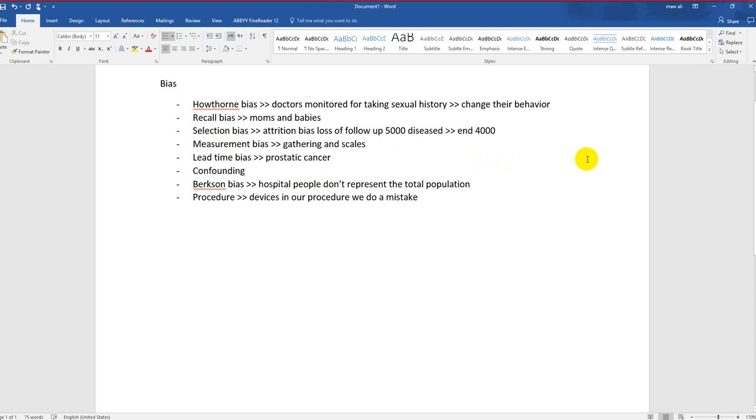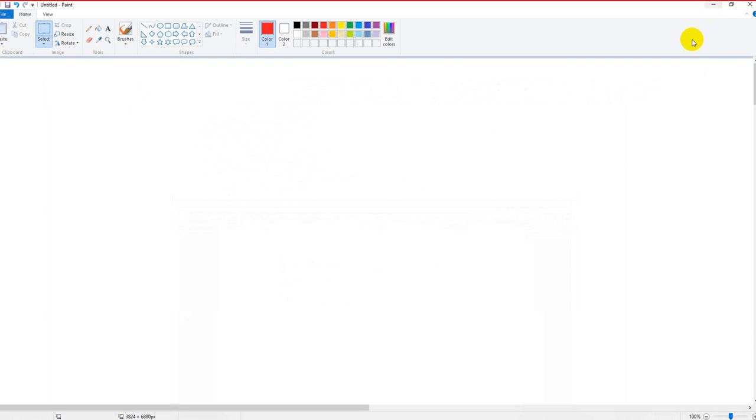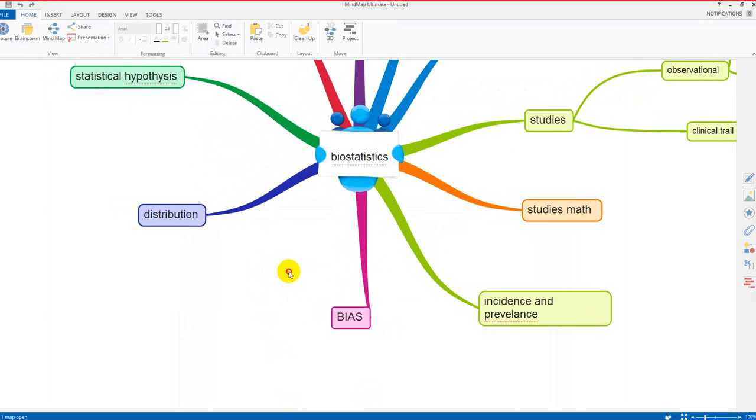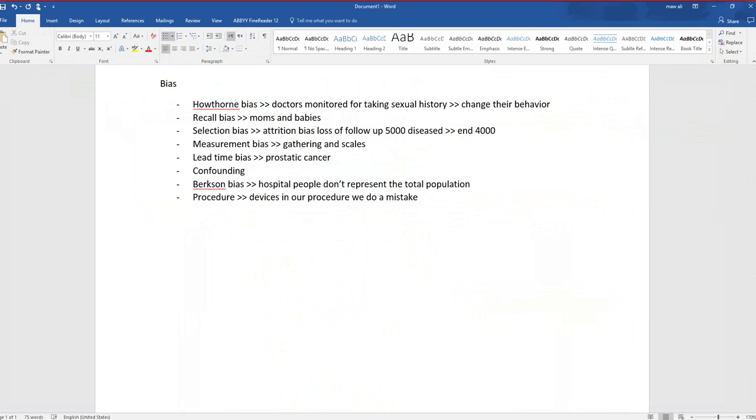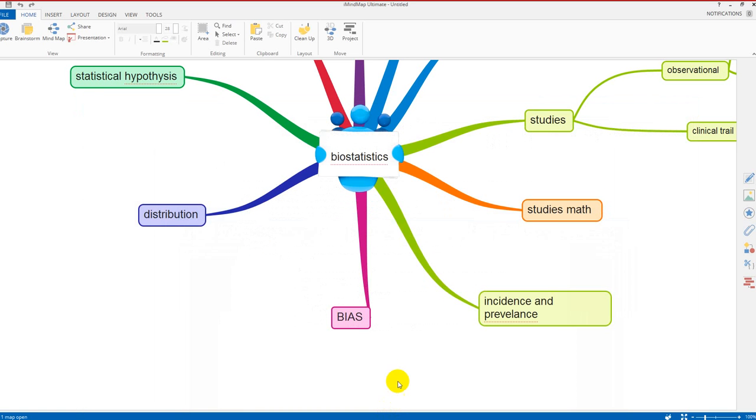How about selection bias? Selection bias is basically when we start out with, say, 400 people and in the end we only have 200 people who finish a study, so we lose 200 people. Excellent. Lead time bias. That's the one where the early diagnosis does not change the overall outcome of the disease. Wonderful. And how about the Berkson bias? The people in the hospital or nursing homes or any special population do not represent the overall population. Perfect.